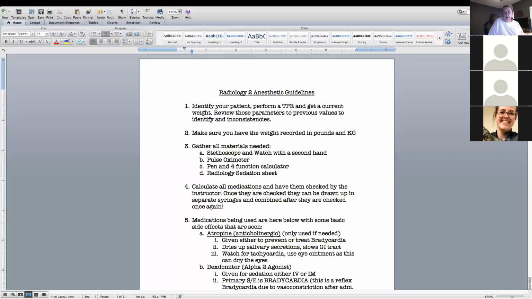I'll record this. Okay, you're going to start by identifying your patient, get a TPR for that morning, and then always look in the chart to see if there's any big changes with previous TPRs or previous weights.